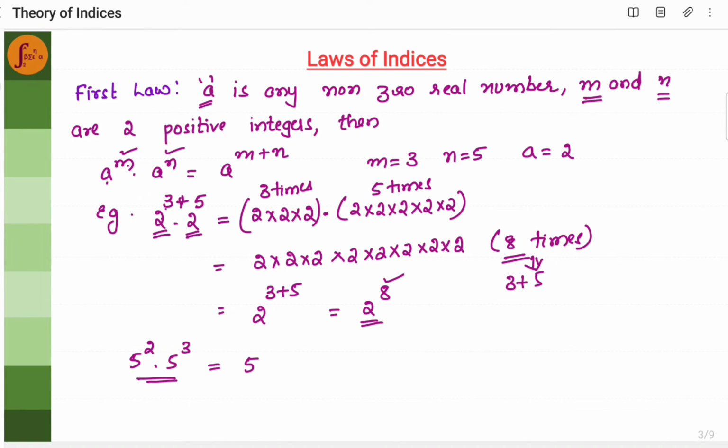It's going to be 5 to the power 2 plus 3. Add the powers: 5 to the power 5. So this is how we represent it in the indices form.